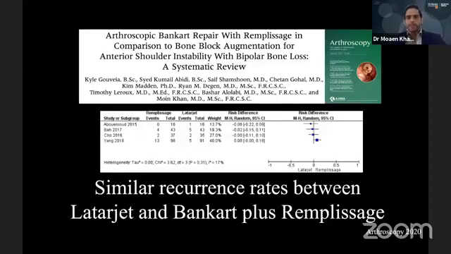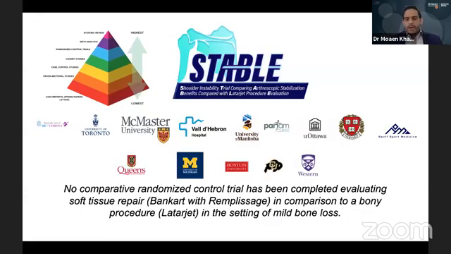This is some work that we published in Arthroscopy. Really in the mild glenoid bone loss patient, there are similar recurrent rates between the lateral J procedure and Bankart plus remplissage. And when you look at these studies, though, these are all non-randomized trials. So there are no high-quality randomized trials comparing the optimal management of patients with subcritical or mild glenoid and bipolar bone lesions treated with either a Bankart repair with remplissage versus a lateral J procedure.